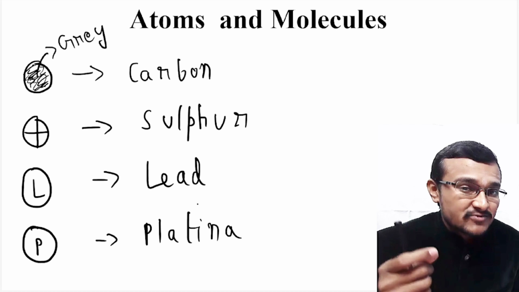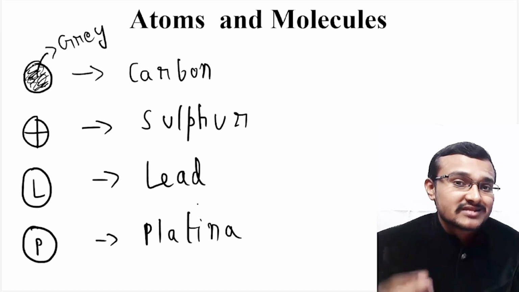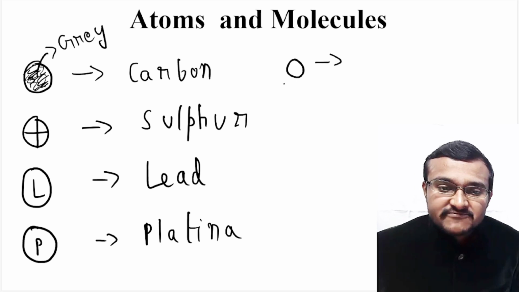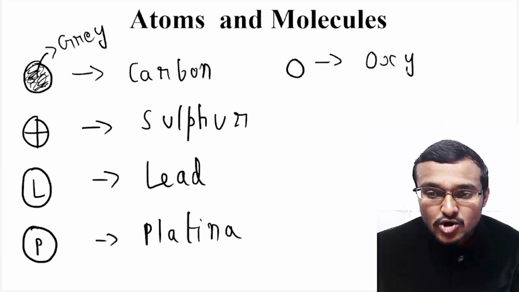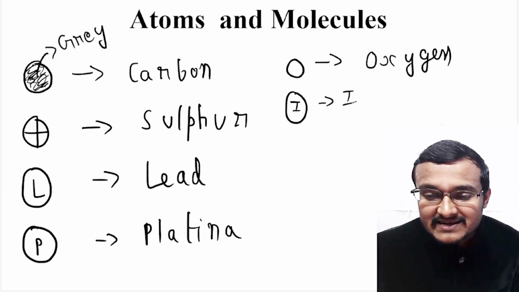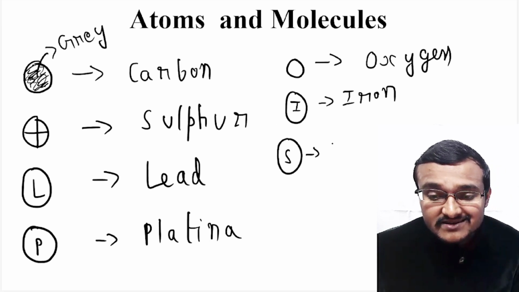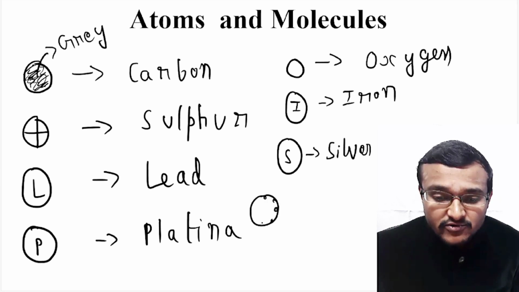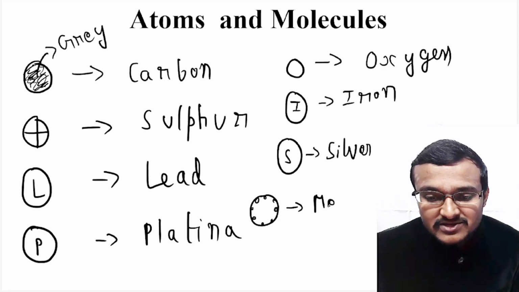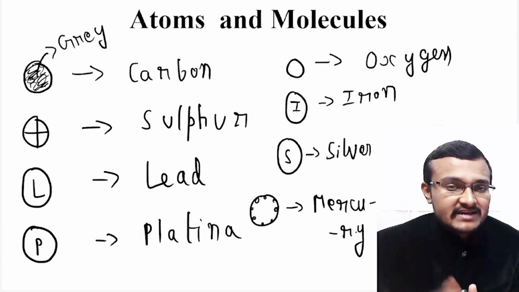All these symbols were given by the scientist Dalton. All these symbols are relevant to that particular period of time when Dalton gave them. If you write an empty circle, then this represents oxygen atom. Similarly, if you write I inside this circle, then it represents iron atom. Similarly, if you write S in this circle, then it represents silver atom. Now if you write small dots in a circle in this fashion, then this represents mercury. So these were all common symbols given by Dalton for various atoms.